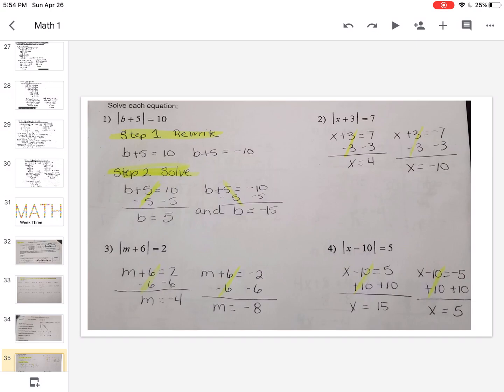For number 2, you do the same exact thing. So you write two problems. One ends with a 7, the other one ends with a -7. And then subtract 3 from both sides. In the first problem you get x = 4. The second problem you get x = -10. You're going to do the same thing for 3 and 4.